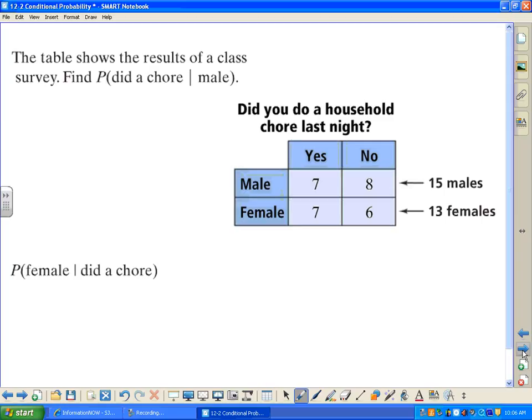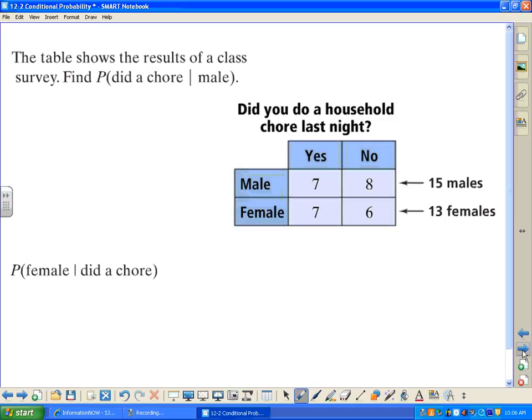Here's the first one. It says the table shows the results of a class survey, and it says, did you do a household chore last night? And they broke it down into yes and no, and into male and female. So 7 males said yes, 8 males said no, 7 females said yes, 6 females said no. And here's how this probability works. It says, find the probability that the person did a chore given that they were male.